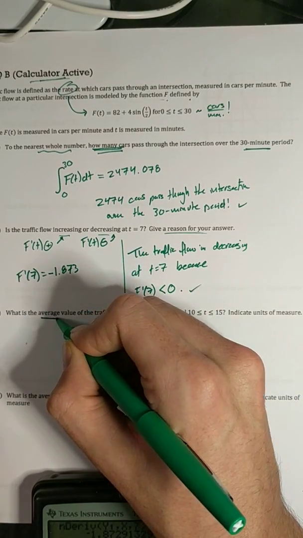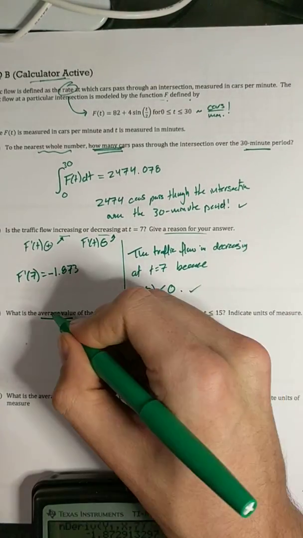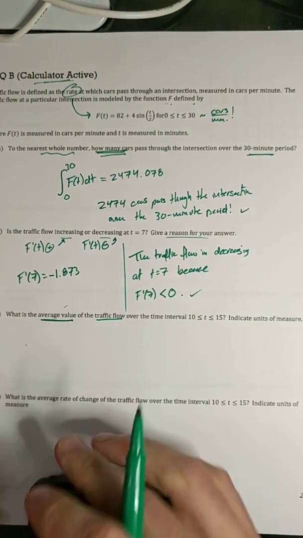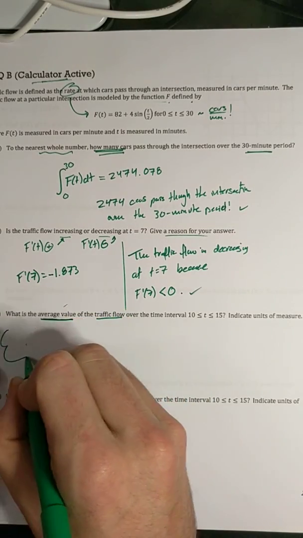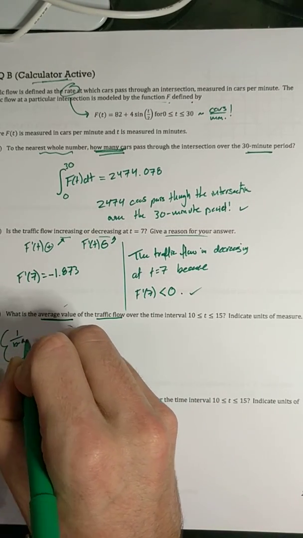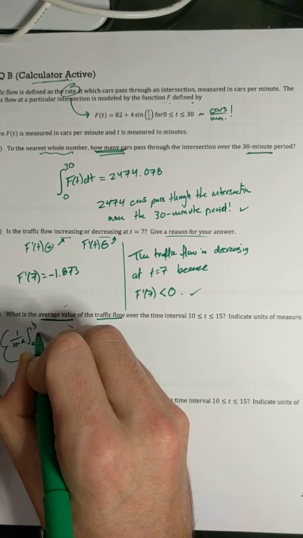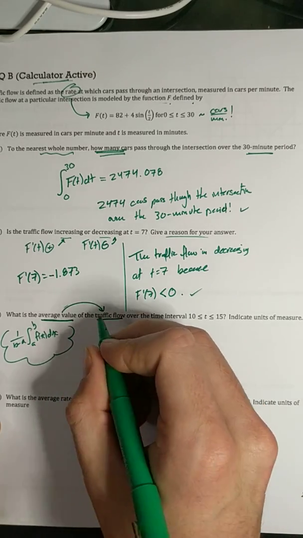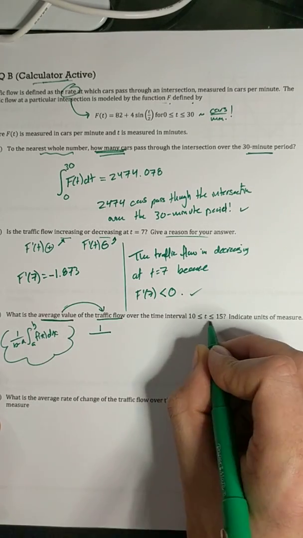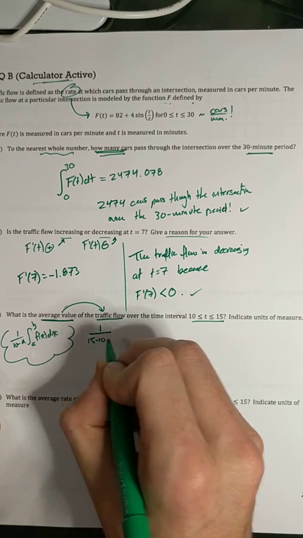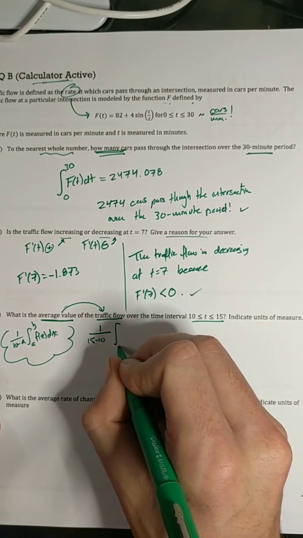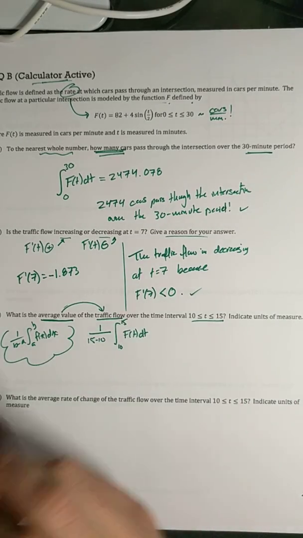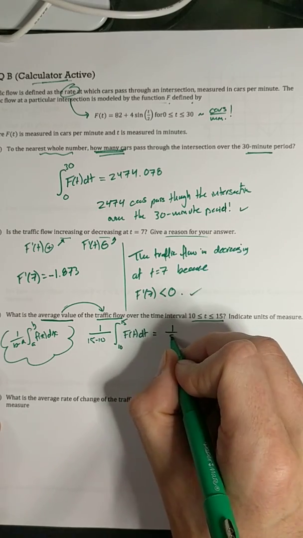What is the average value of the traffic flow over the time interval 10 to 15? We know average value, thinking in my head, is 1 over b minus a times the integral a to b f of x dx. So I want the average value of the traffic flow. If I apply that, this will be 1 over 15 minus 10, times the integral from 10 to 15 of f of t dt, and then this would become 1 over 5.